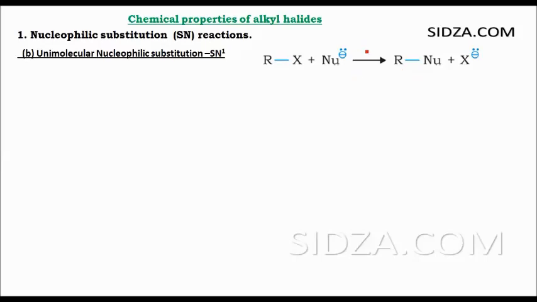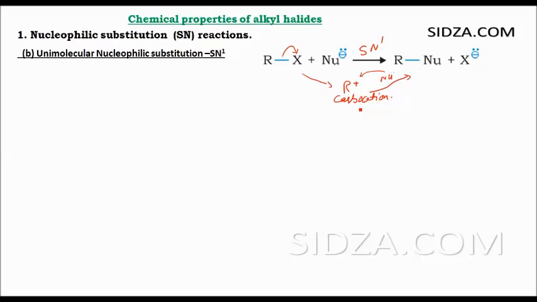In the SN1 mechanism, the halogen is first lost, right? So what happens here in the SN1 mechanism? Halogen is first lost, and what do you get? You get a carbocation, and then in the second step, the nucleophile attacks. So that means the intermediate which is formed in the SN1 mechanism is a carbocation. So this is a two-step process actually.